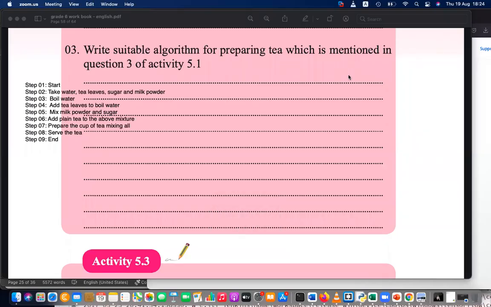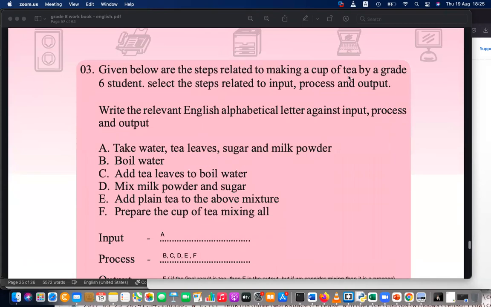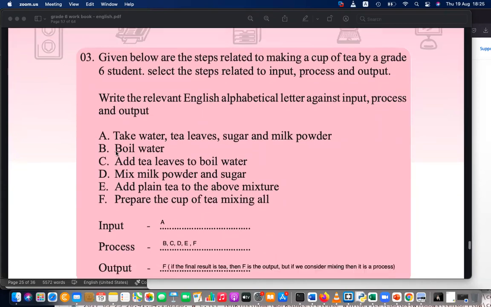Okay, question number 3. Write a suitable algorithm for preparing tea, which is mentioned in question 3 of activity 5.1. Activity 5.1, this one. So these are the steps.